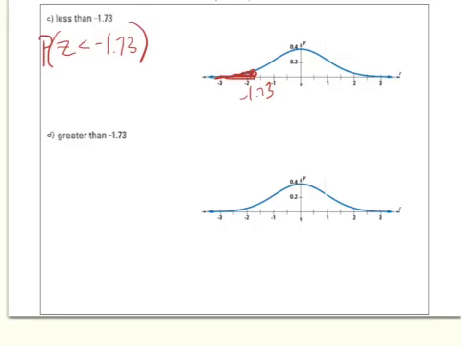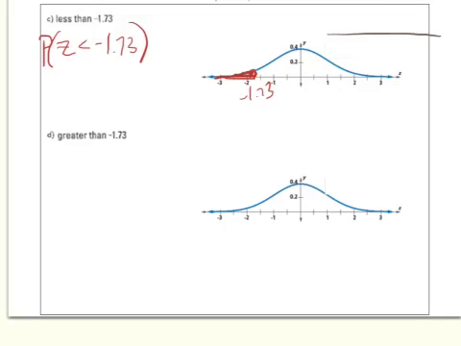Okay, here's the problem. When you go to the probability table, there are no negative numbers. They're only positive. I cannot look up negative 1.73 and get the exact answer. Go to the probability table, look up 1.73, and you're going to see the area under the curve for 1.73.